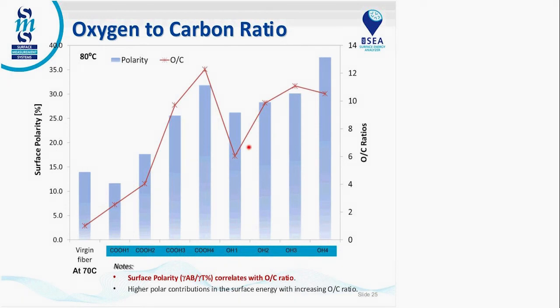And we can then take the polarity, which is the ratio of the acid-base surface energy divided by the total surface energy, and we see a nice trend that as we make the surface more polar, as measured by the surface energy, we see an increase in the oxygen to carbon ratio. This is for the carboxyl, this is for the hydroxyl.